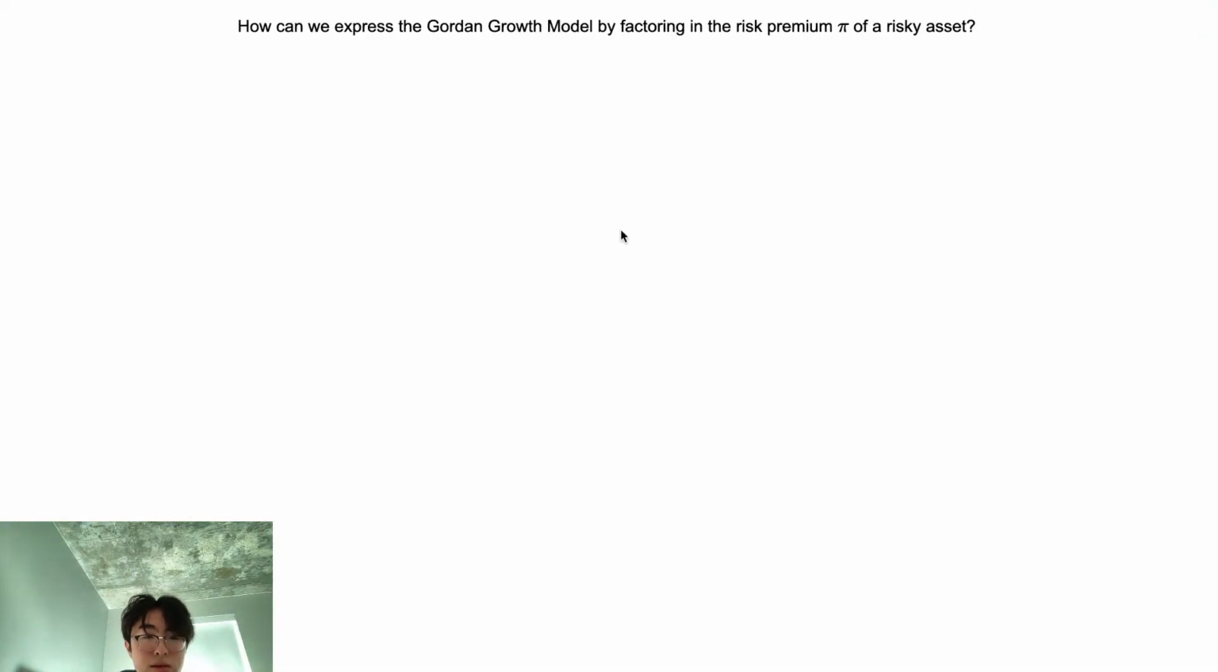How can you express the Gordon growth model by factoring in the risk premium of a risky asset? So the Gordon growth model can be expressed as the dividend at time 0 times 1 plus g times delta t, and then we divide that by pi plus rf minus g.